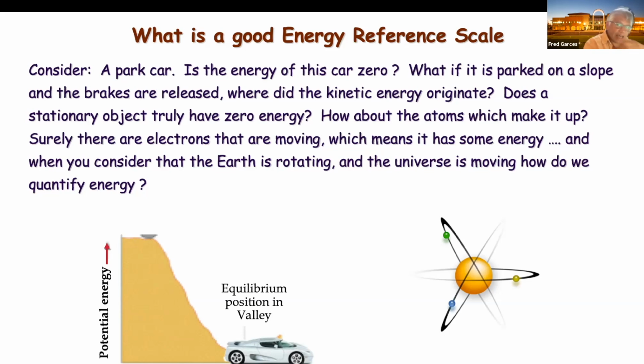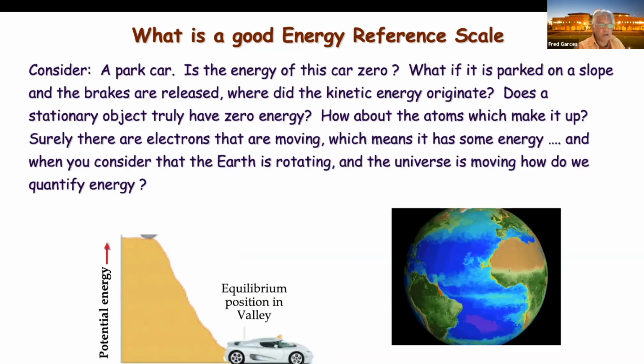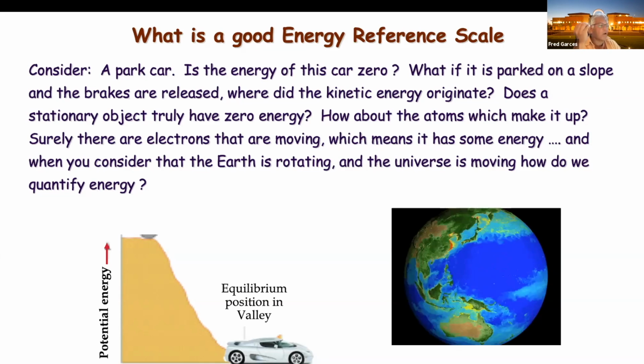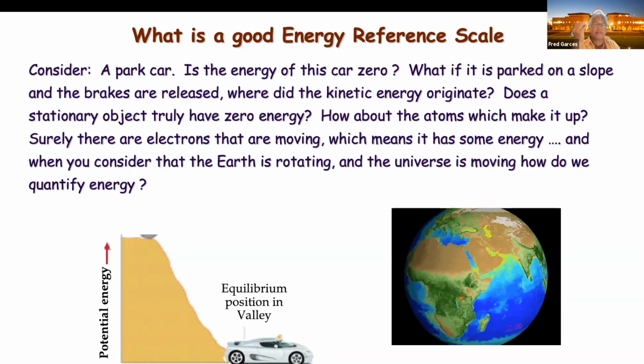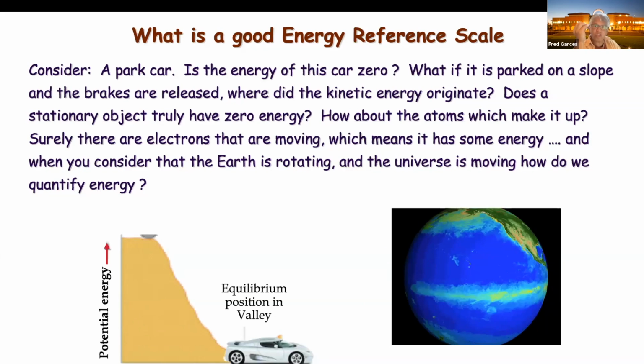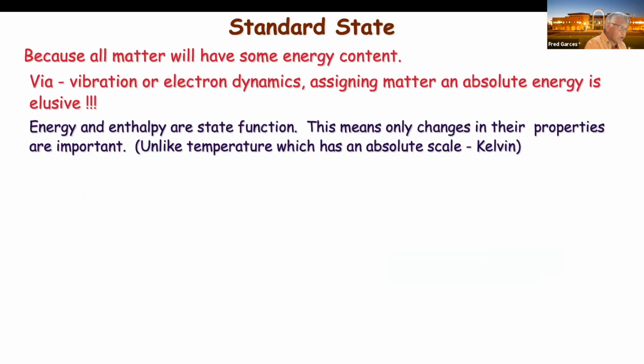But in reality, that car is made out of molecules. Those molecules have protons and electrons. Those electrons are moving. And if you think about it, the whole world is moving. So it's very elusive to get a zero energy. What we need is a relative scale. And that's what we do in thermodynamics. We have a relative scale for energy, for enthalpy. And what is that relative scale? Well, it's going to be based on some standard states.